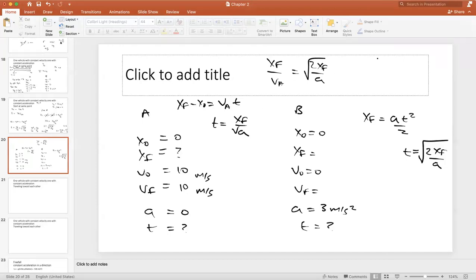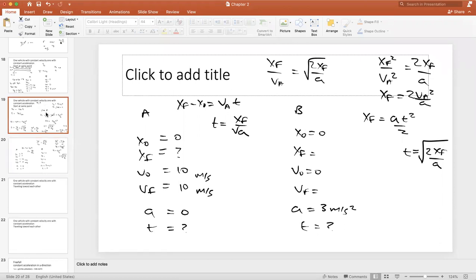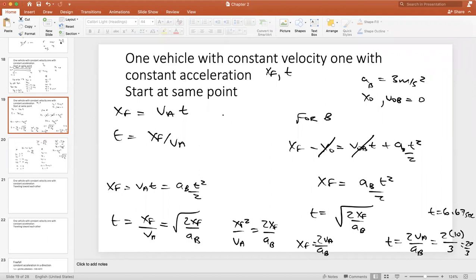And if I square both sides, I get x final squared over VA squared. Oh, I know exactly what I did wrong. So x final is equal to 2VA squared over a. That's where I dropped the squared. Okay. Sorry, everybody. My brain's not working today.